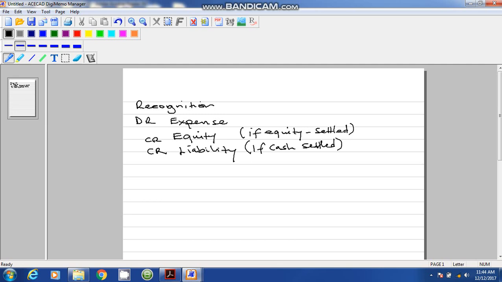There are two methods, like we stated. For equity settled, we use a fair value at grant date and we do not restate or update for subsequent changes at the year end. For cash settled, we use a fair value at the end of each year, and any changes in fair value at the end of each year are recognized in profit and loss.